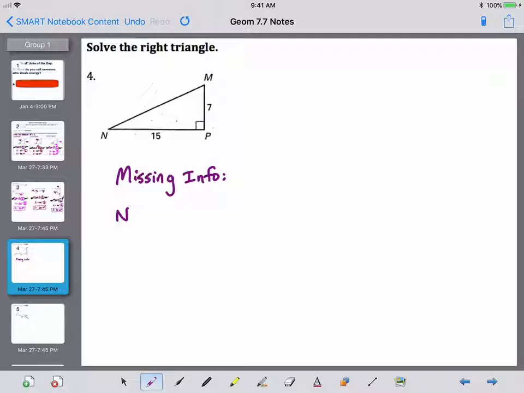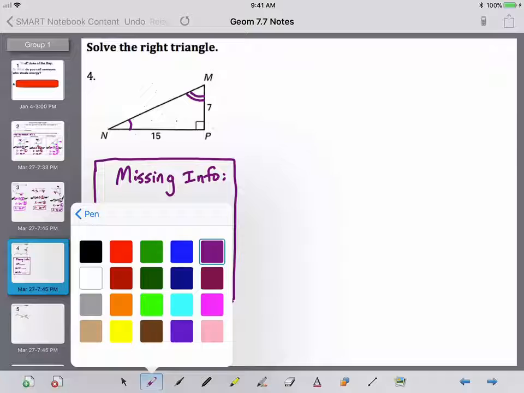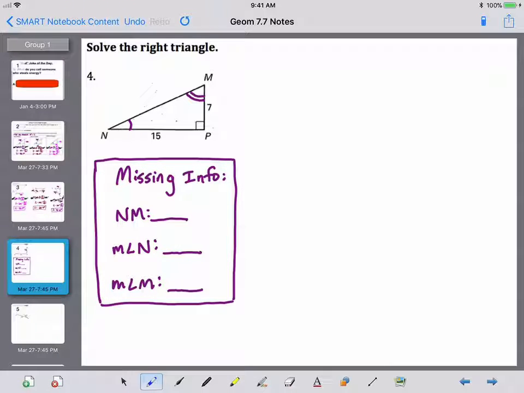I notice that I don't know the length of NM, so that's something I'm going to need to find. I don't know the measure of angle N, so that's another piece of missing information. And I don't know the measure of angle M. So I have to find three things, and typically when you're solving a right triangle, it's always going to be three things that you're missing. So let's just make a list of the things we need to know, and then we're going to solve for those things we are trying to find.